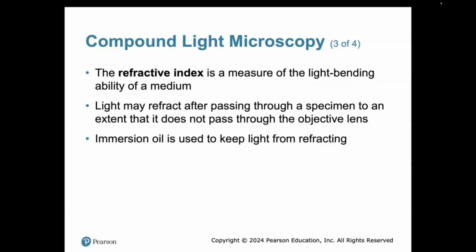So we also have this thing called the refractive index. The refractive index is referred to as the light bending ability of a medium, the measure of that particular value. So when talking about light, it can refract after passing through a specimen to an extent that it does not pass through the objective lenses. And so immersion oil is pretty important because immersion oil allows the light to not refract.